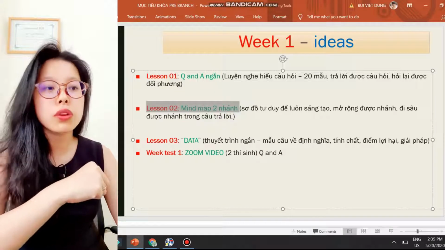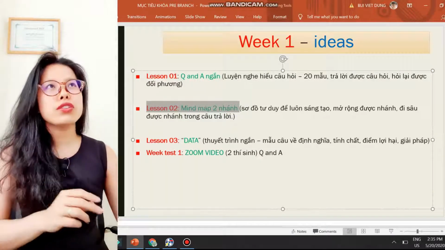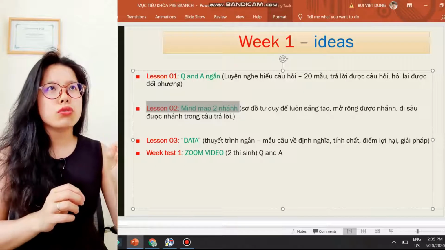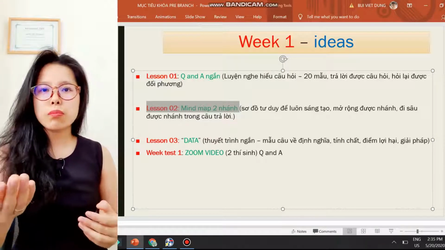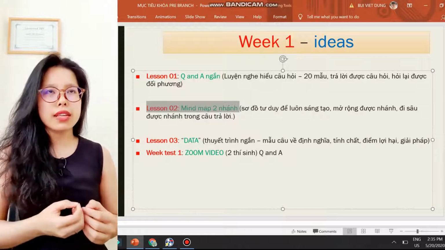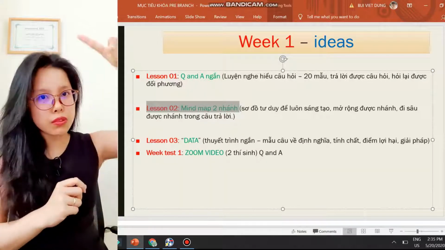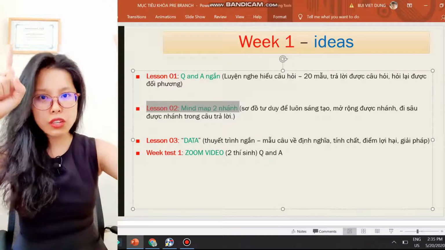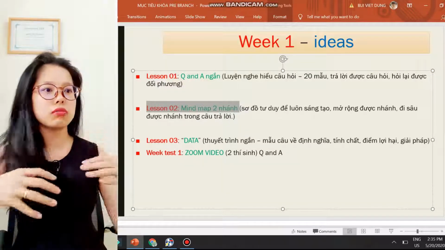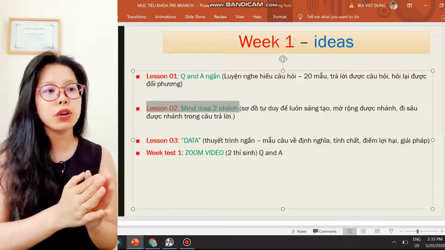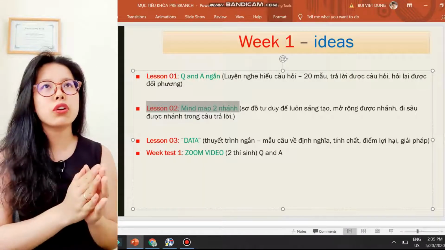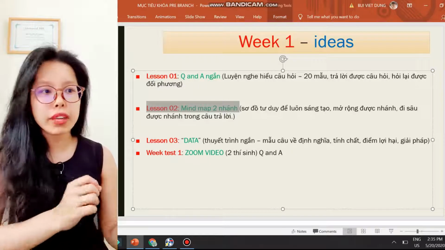Now, after you can practice with Q&A, question and answer, lesson 2, we would move on to the mind map, but with only 2 branches. So when you hear a question, you would try to answer with 2 points. So what is your best trait? My best trait is optimism because reason 1, and because reason 2. So this is the 2-branch mind map, which is a very simple mind map that could help you to lengthen and make your answer more informative.